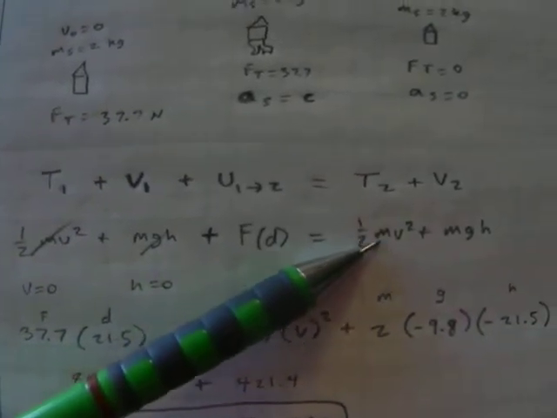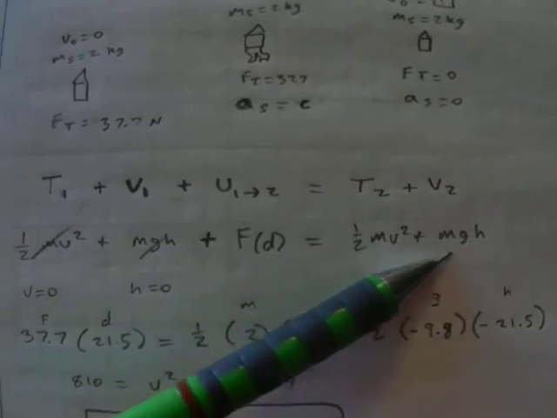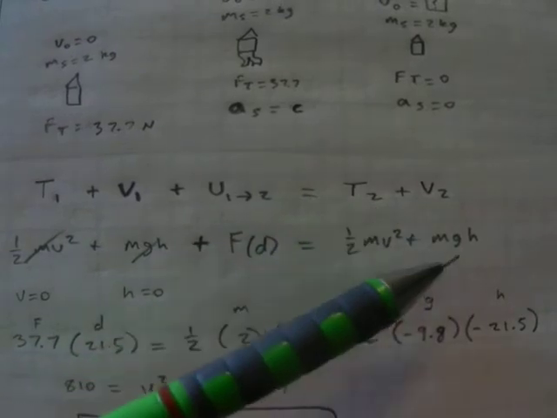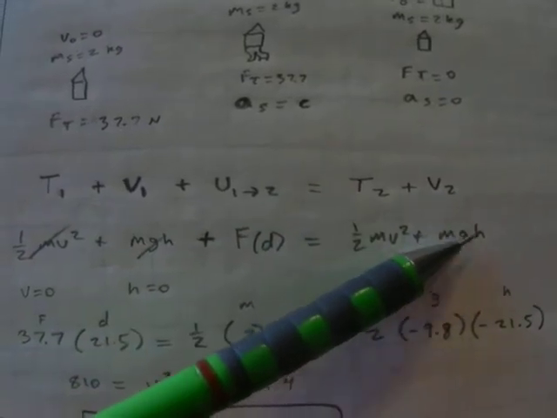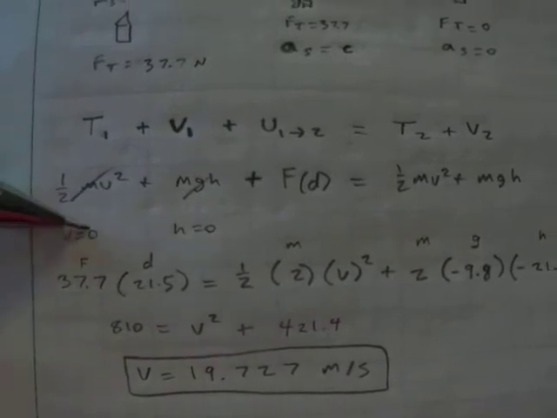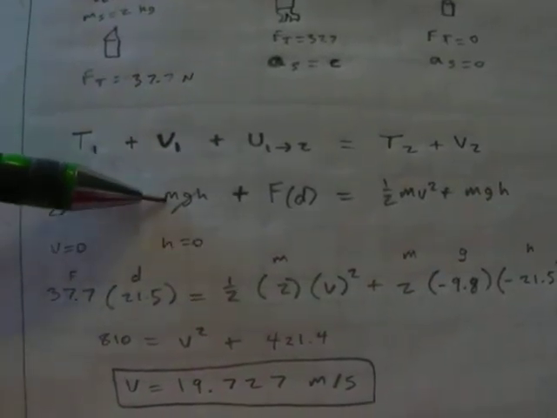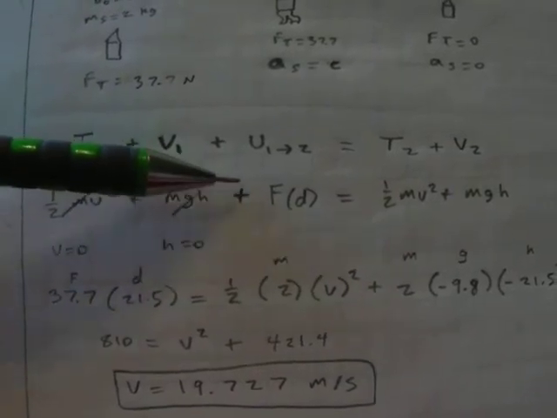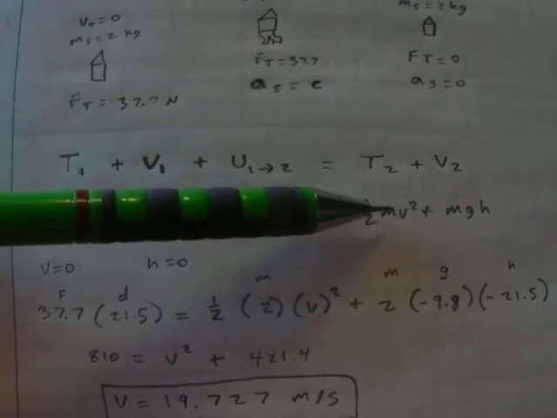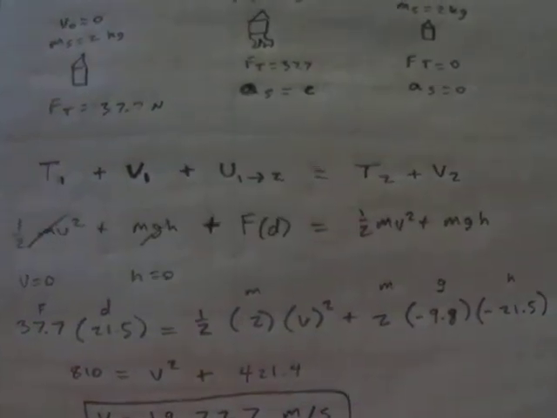Kinetic energy is 1 over 2 mv squared plus mgh, except in this case it is the velocity at position 2, and this is the height at position 2. We're able to cancel out the first 2 terms because velocity is 0 at position 1 and height is 0 at position 1 also, but the work is going to stay. In the last 2 terms, we will have mass and velocity, and mass, gravity, and height. So we can leave those.